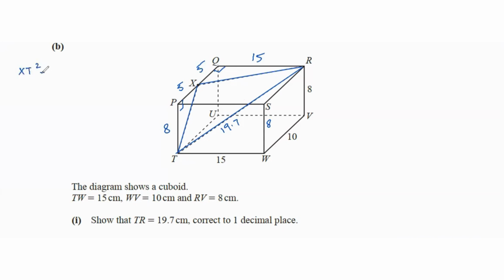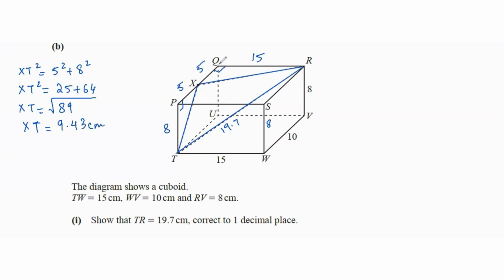XT square is going to be 5 square plus 8 square. Why? Because XT is the hypotenuse of this right angle triangle, XPT. So XT square equals 25 plus 64, and XT is the square root of 89, and that equals 9.43.